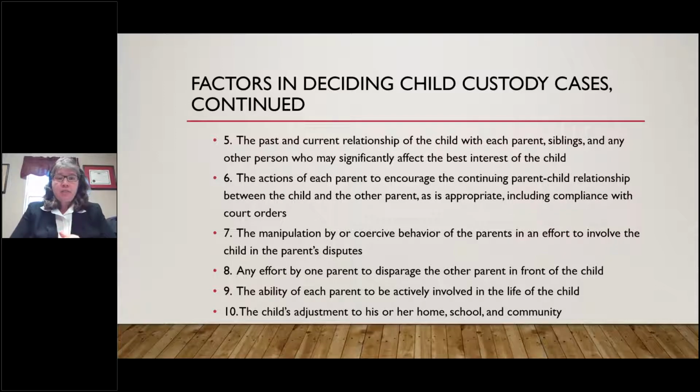Number 6, the actions of each parent to encourage the continuing of the parent-child relationship. So if you have parents that are disparaging the other parent or fighting, or if you have one parent that never does that and the other one always is putting the other parent down in front of the child, that's a factor the court can look at to decide who the children should live with. So as well as number 7, the manipulation by or coercive behavior of the parents in an effort to involve the children in the parents' disputes.